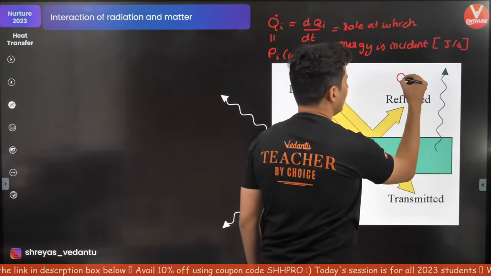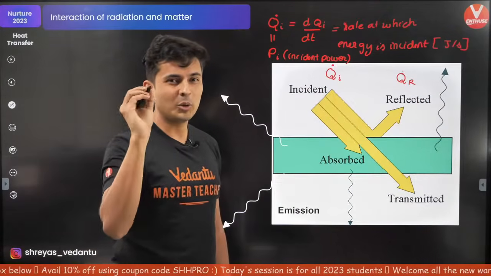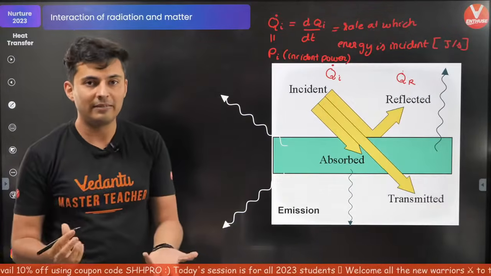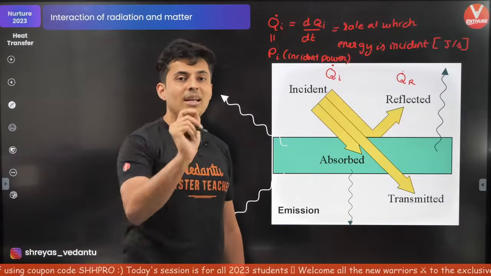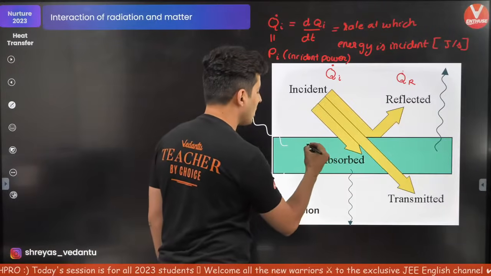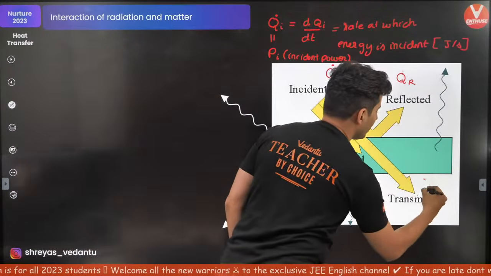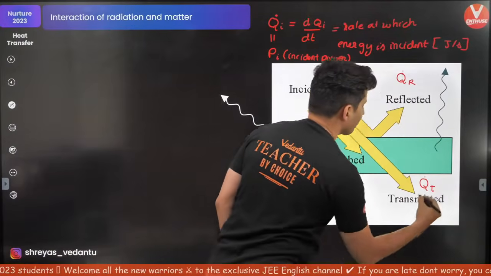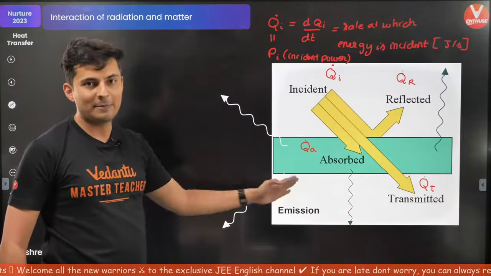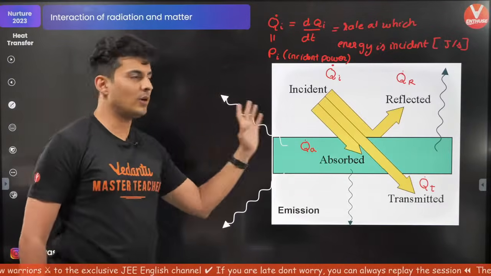So I'm just going to call it Q dot R. The dot stands for derivative. If I don't put that dot, then there is no derivative. So that dot symbolizes the first derivative with respect to time. Similarly, absorbed will be Q dot A and transmitted will be Q dot T. Based on these variables, I define three constants, three parameters for the material.